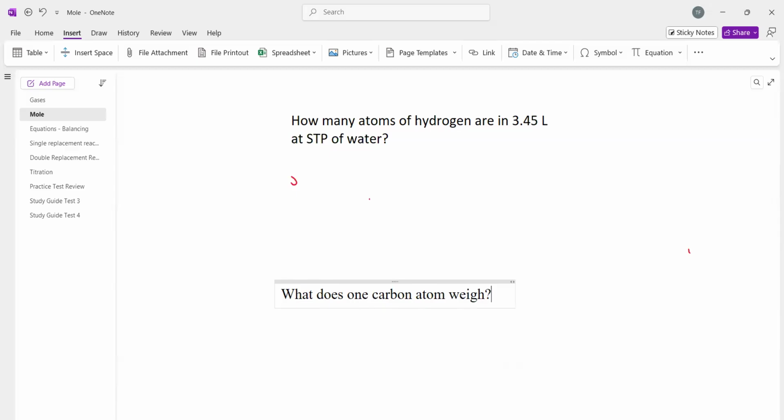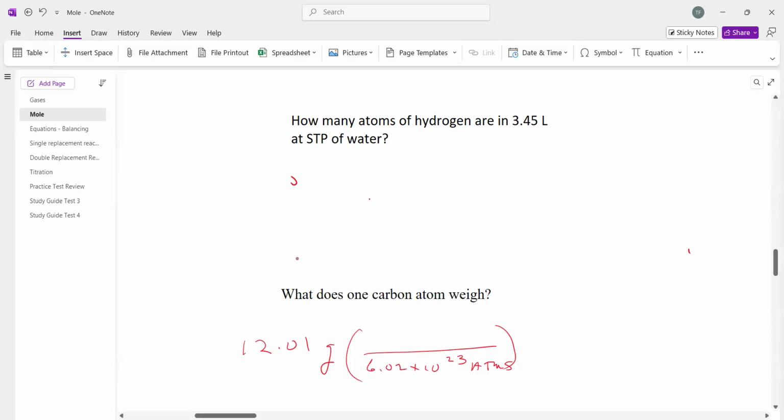Okay. So we know how many 6.02 times 10 to the 23rd weigh. That weighs 12 grams, right? Okay, so I'm going to take 12.01 grams. And now we're going to divide that by, just like 10 apples, we have to divide by 10. A mole, we have to divide by 6.02 times 10 to the 23rd. Now, this is going to be a really tiny number.